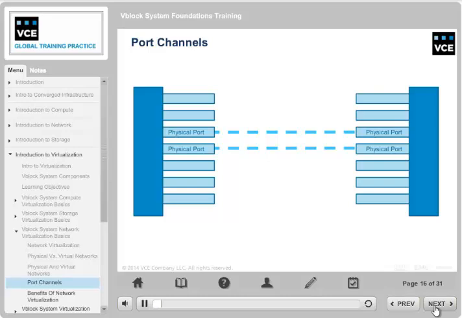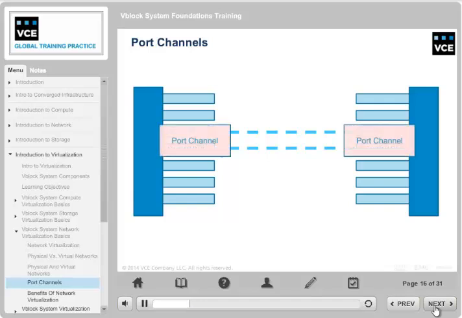Port channels are a way to virtualize two or more physical ports into a single logical port. The bandwidth of the ports is sometimes combined, and port channels provide alternate paths in case a physical path fails.